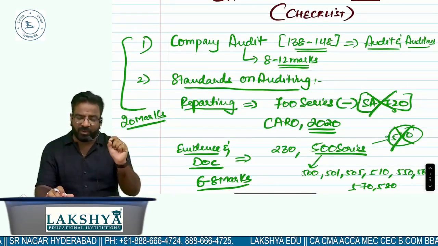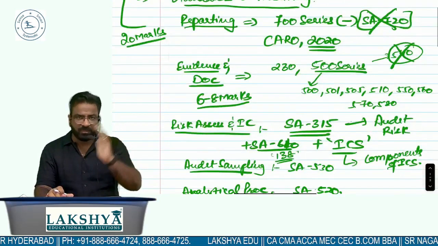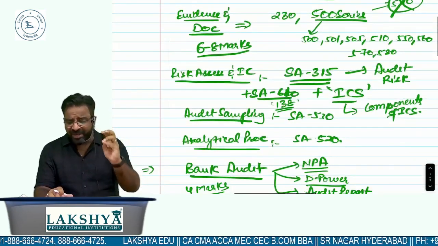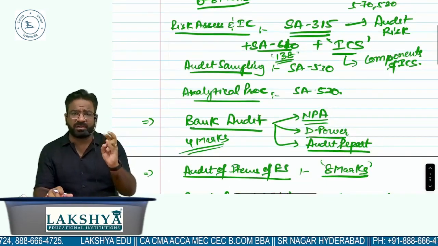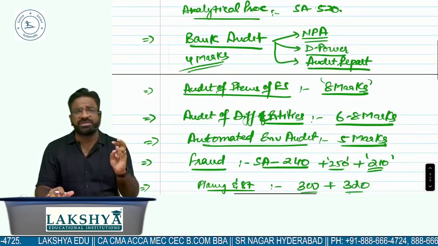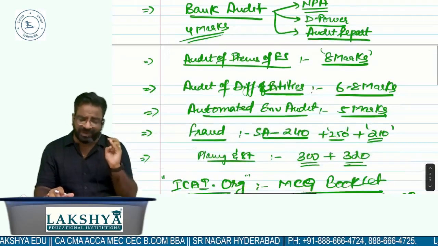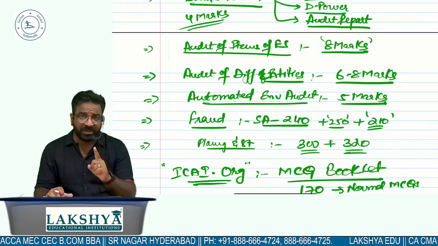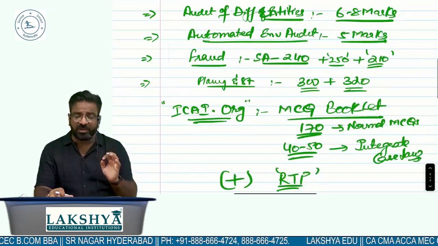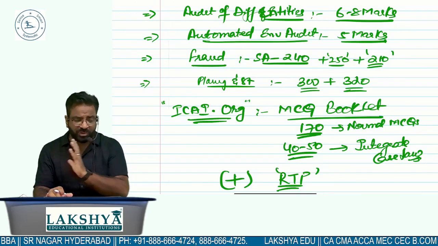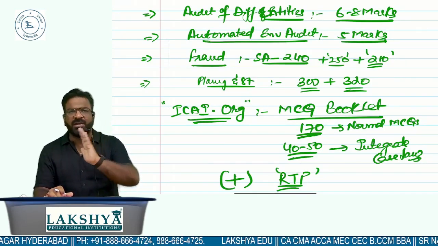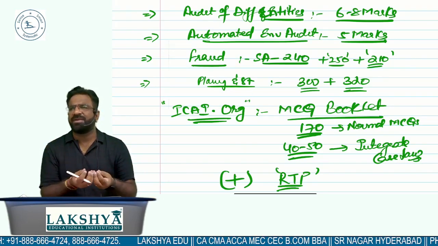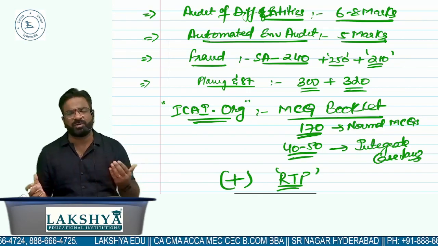Again, repeating, company audit first you need to do. Standards on auditing: obviously your whole subject is divided into standards on auditing, reporting series, evidence and documentation, risk assessment and internal control, audit sampling, analytical procedures, bank audit, audit of items of financial statement, audit of different items, and automated environment audit, a must chapter. Make sure that 4 to 5 marks are going to come from there. Fraud, 240 plus 250 plus 210, you should do. Planning and strategy, do last. Nature, scope and objective also do last, because that is very conceptual, a very simple type of chapter where you talk about scope and objective.